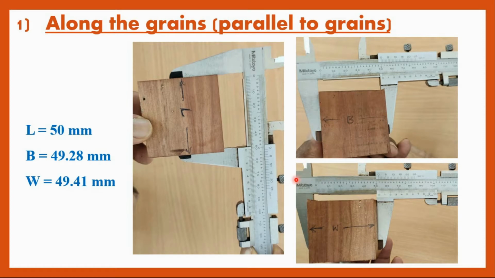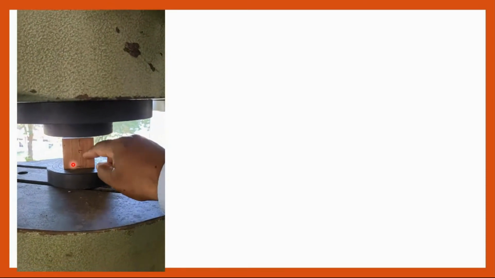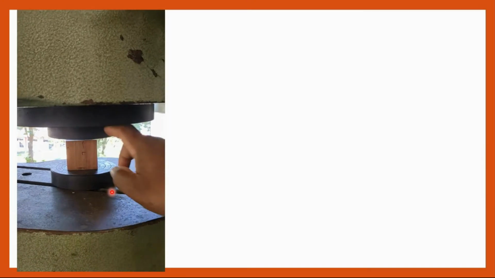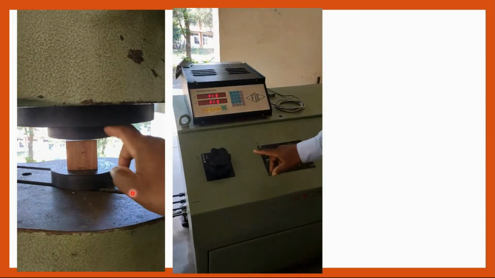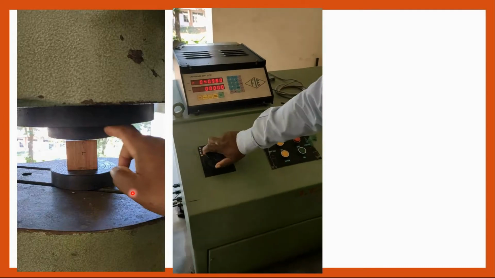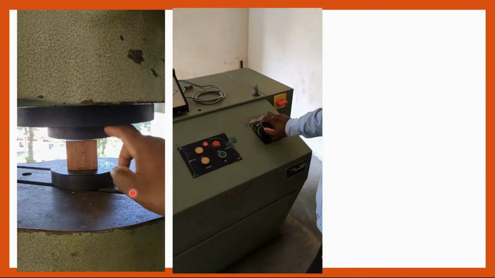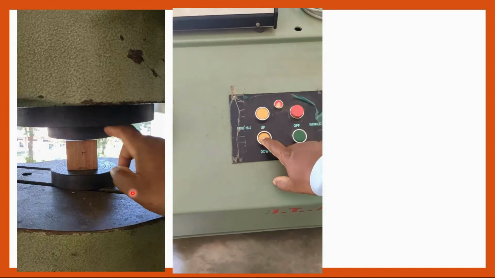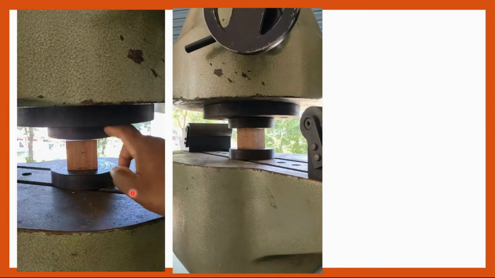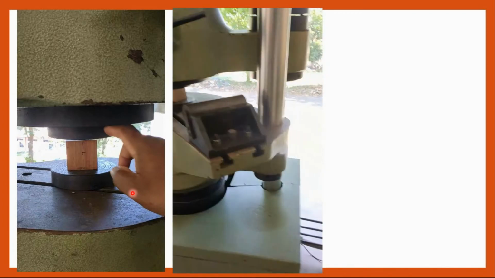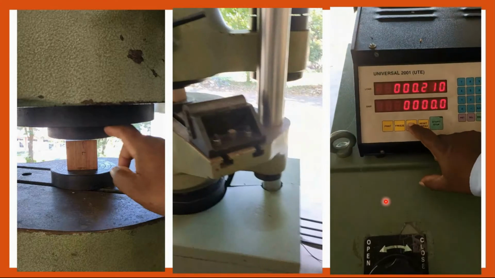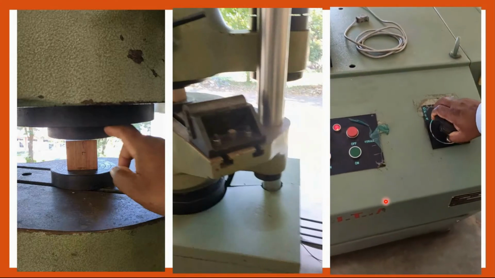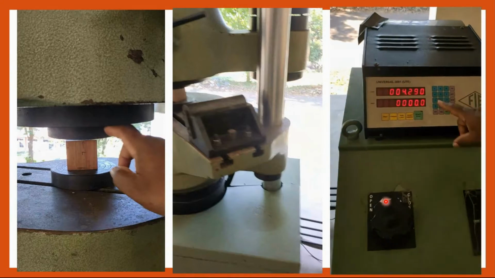After getting the dimensions, now place the specimen between the middle crosshead and the lower table in the loading unit of UTM in such a way that the grain is placed parallel to the applied load. Then switch on the instrument and close both the valves, and press the down button in the controlling unit to lower the middle crosshead until it touches the specimen. Then switch on the instrument, press tare the load, reset the friction and release the right valve.